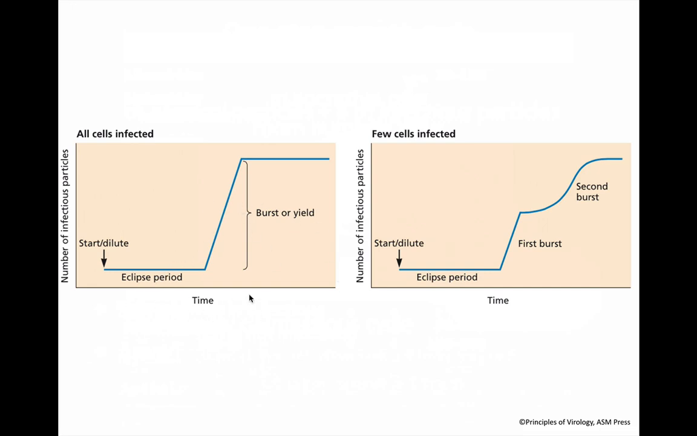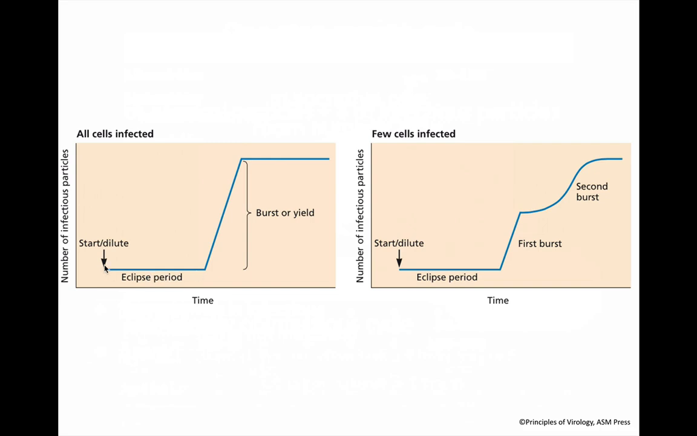We're looking at the x-axis at time, and on the y-axis, the number of infectious particles. So remember, we've allowed the viruses to adsorb to the bacteria, and then here at this first arrow, labeled start dilute, we dilute the culture, and that begins the experiment. We start taking time points and measuring virus infectivity.